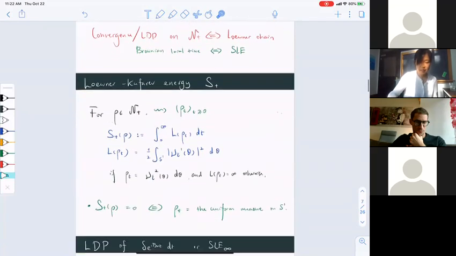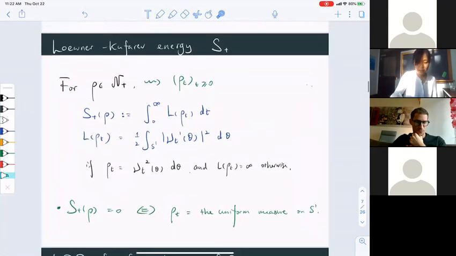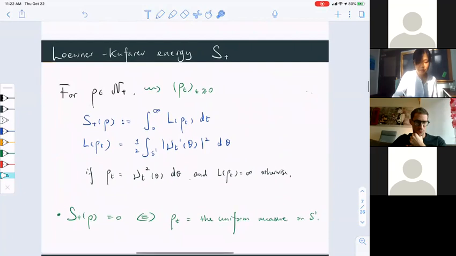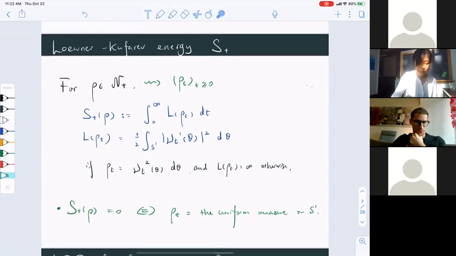So let's first describe the large deviation rate function. It is defined for a measure inside the space N whose disintegrations are all probability measures. The Loewner-Kufarev energy, denoted by S of rho, is defined as the integral of L of rho_t, where L of rho_t is defined as the Dirichlet energy of the square root of the density of this rho_t. We write rho_t as nu_t squared d theta, and L of rho_t is simply the Dirichlet energy of this nu_t.